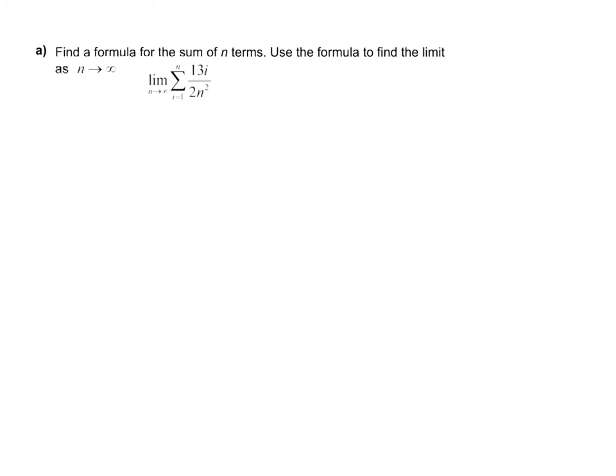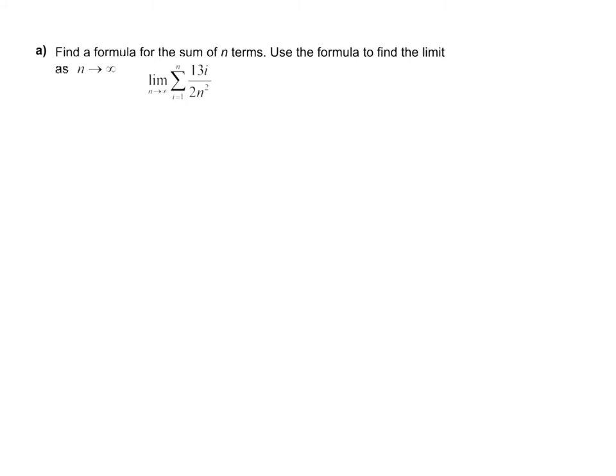This video in fact consists of two problems. Find a formula for the sum of n terms. Use the formula to find the limit as n approaches infinity. Limit as n approaches infinity of sigma from i equals 1 to n of 13i over 2n squared.